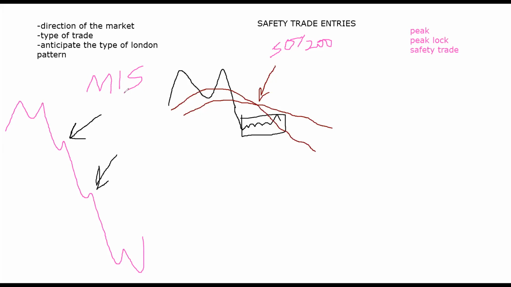Now I'm talking of the safety trade. Always know that the safety trade happens only on the 15 minutes time frame. So whatever I'm doing here, we are referring to the 15 minutes time frame. After the market has closed on this day and has shown us a peak lock, on the following day we are expecting either London pattern type 1, type 2 or type 3. Whatever happens, that's what we call a safety trade. So a safety trade is this one that happens after a peak has been formed.